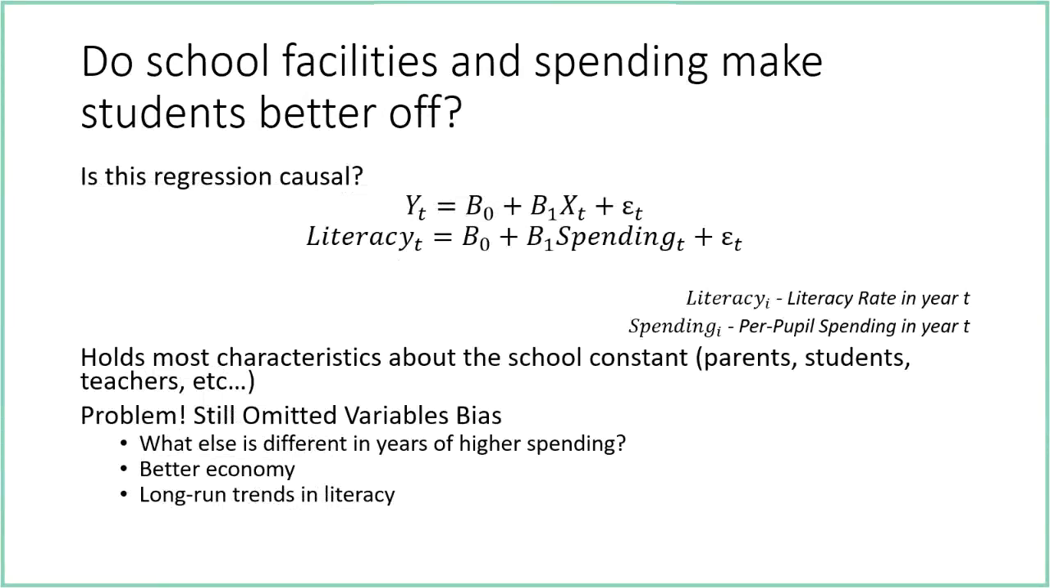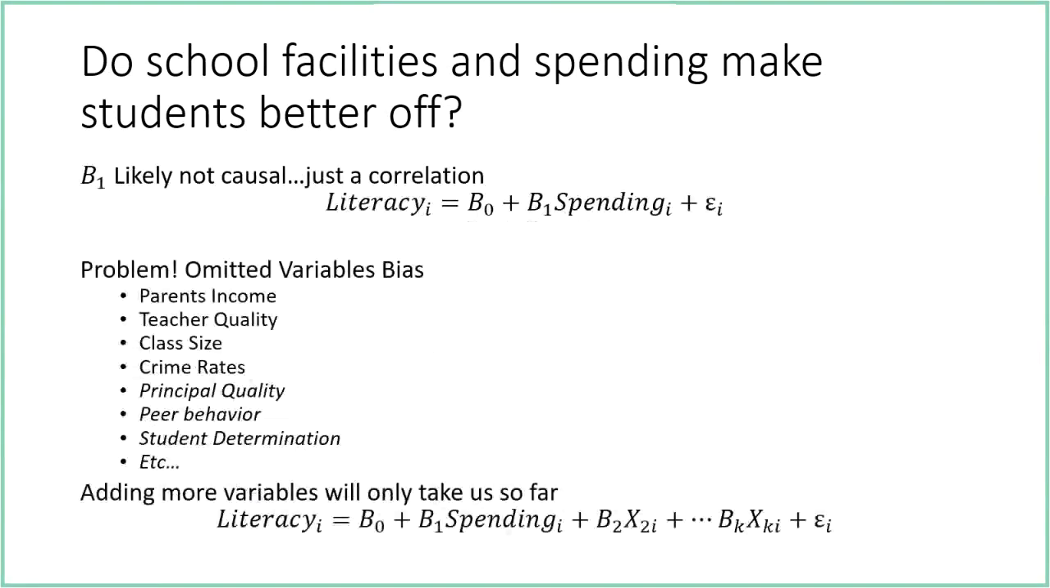Another approach you might take might be to think about time series data. Let's look at one school district over time and say to ourselves, how has the literacy rate in that school district changed as we have changed school spending in that school district? So the nice thing about just looking at one school district and following it over time is that you're kind of holding constant all of those things from the previous slide that I say vary across school districts.